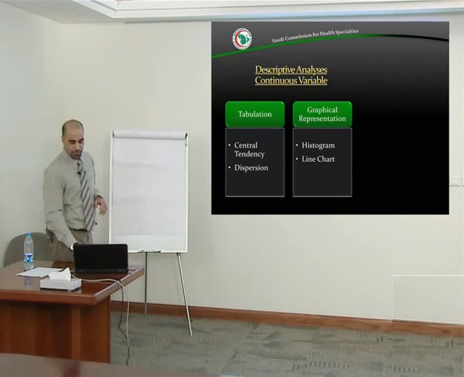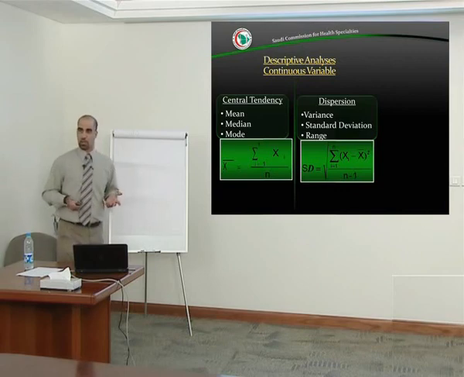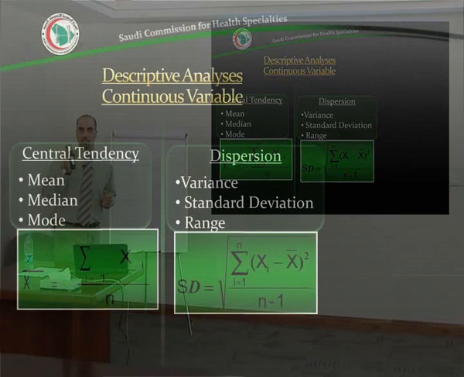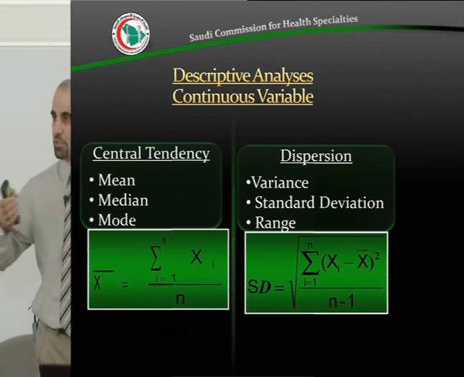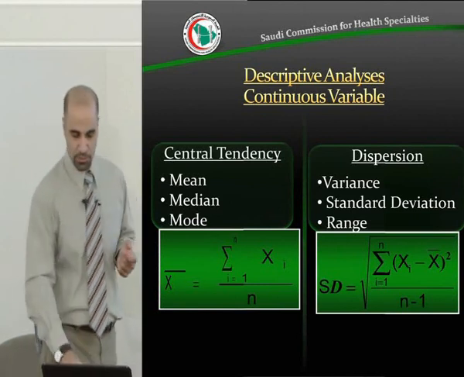And I have three measures. One of them is the mean, which is the average, and I would assume everybody knows the mean. The median is the number in the middle, which means that 50% are below and 50% are above. And the mode is the most frequently occurring number. Now, how to calculate the mean? I add up all the values and I divide by the sample size. So if I have 100 patients, I add their ages and divide by 100, I will get the average age, and so on and so forth.